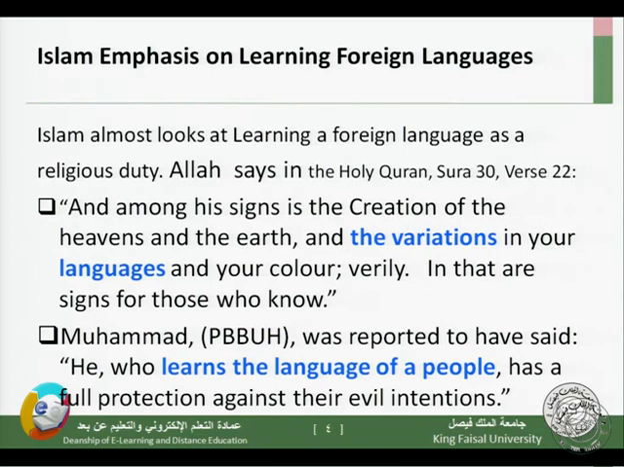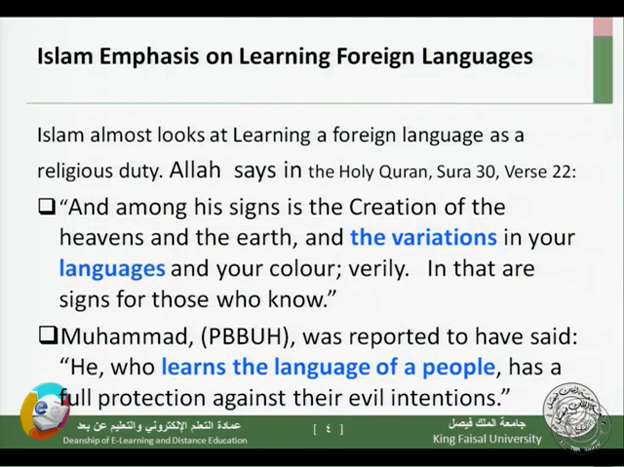Again, we can infer from this hadith that there are a lot of benefits of learning a foreign language. Not only to protect ourselves from their evil intentions, but also we can benefit from people of different languages. We can spread the word of Islam. We can solve our problems with them by learning their languages.